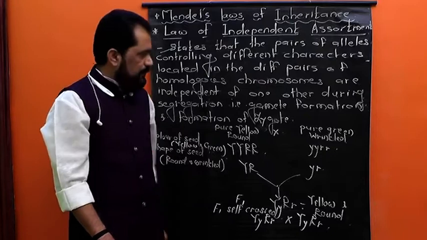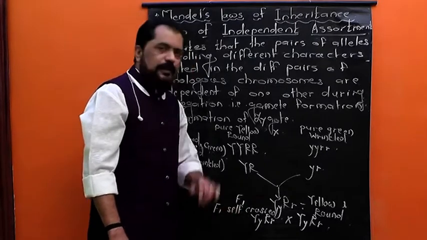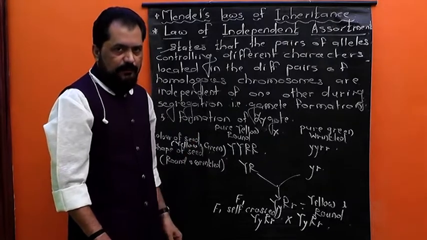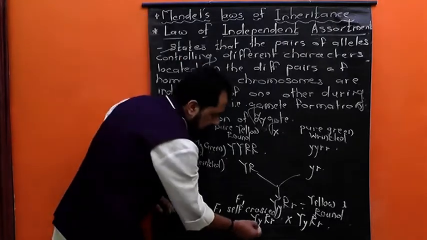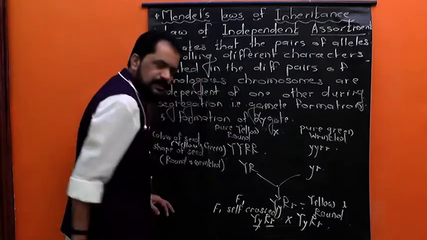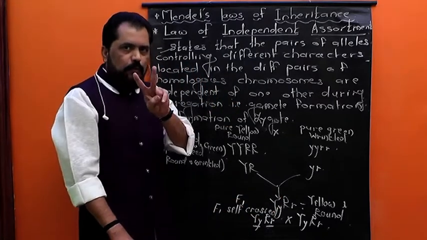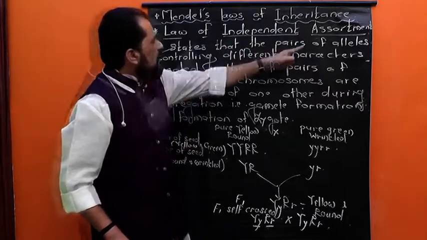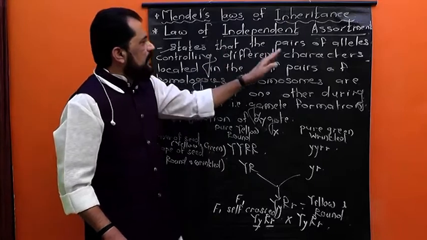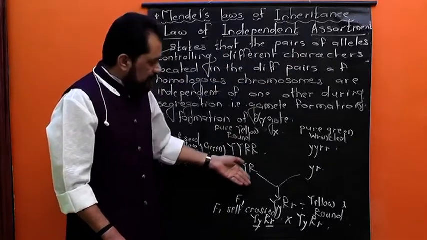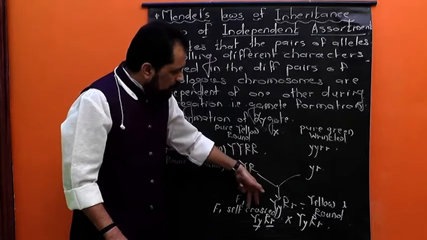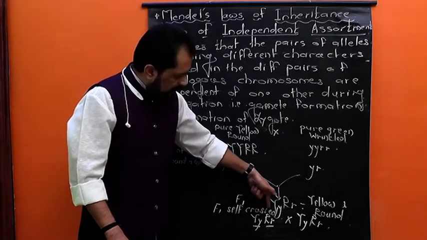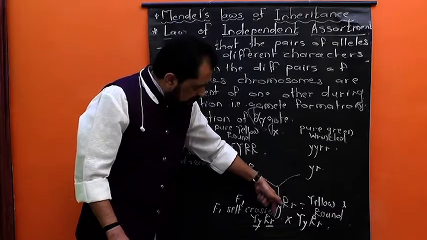Now listen, it is important. When this F1 individual undergoes gametogenesis, gamete formation, look, it has two pairs of alleles, isn't it? It has two pairs of alleles according to the statement of this law: pairs of alleles controlling different characters. So here this F1 individual has two pairs of alleles. One pair capital Y, small y. Another pair capital R, small r.